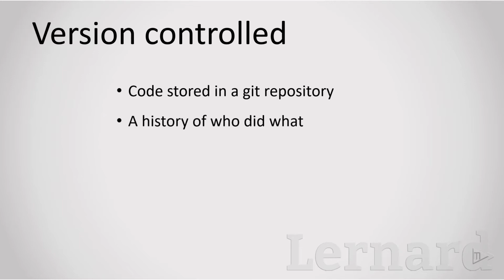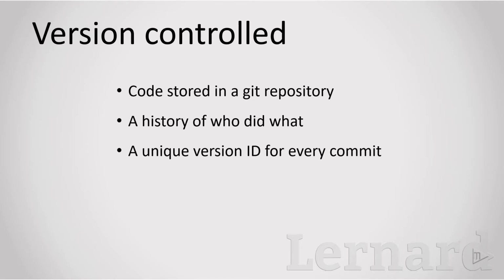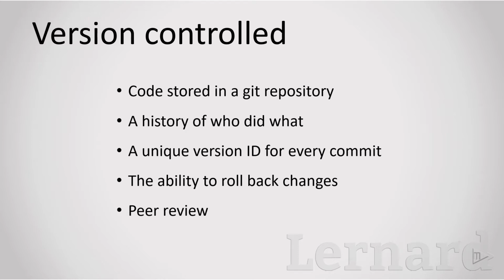We covered version control in depth in section 3 of the basics chapter when we looked at Git. Version control means that what you are doing is in code and stored in a Git repository. There are other version control systems, mind you, but Git is overwhelmingly the most popular one, so we'll just stick with that one for now. Version control gives you a history of who did what, a unique version ID for every commit. It allows you to roll back to any previous commit, and it allows your colleagues to review your work and reject it if it doesn't meet the required standard, a process known as peer review.